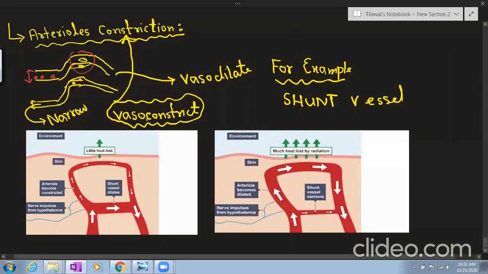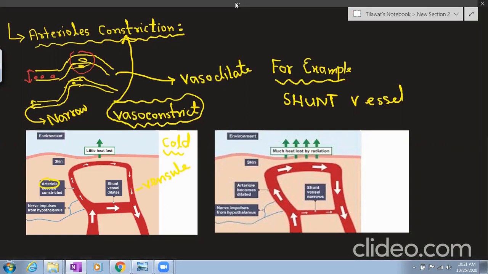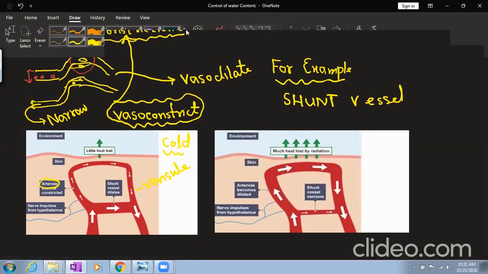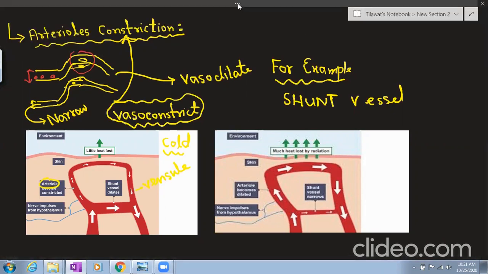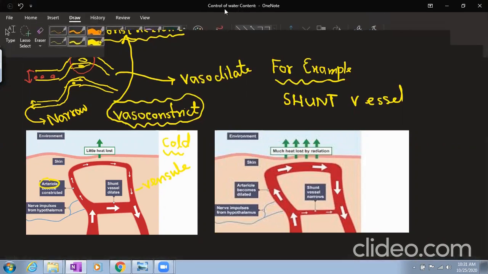We will consider here two conditions. One condition I will consider is cold. If the temperature is cold, right? Shunt vessel is actually a small blood vessel that is connecting arteriole with what? With venule. This is the venule. So that is connecting arteriole with venule.